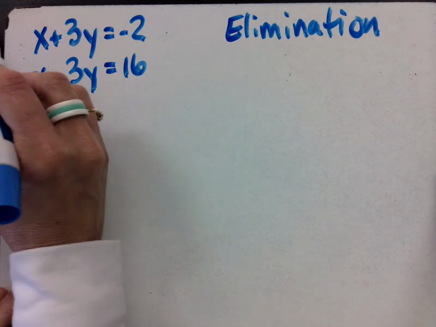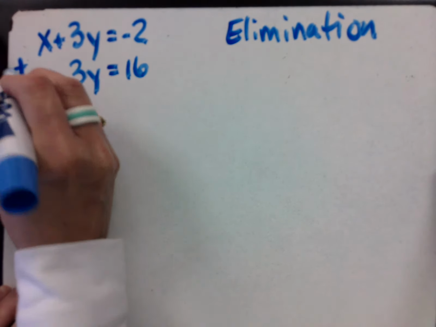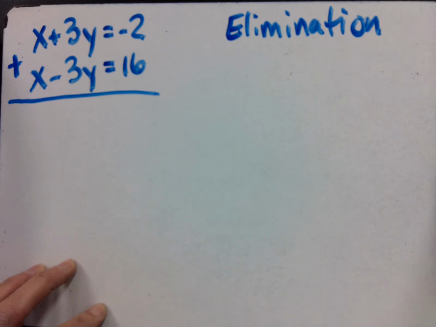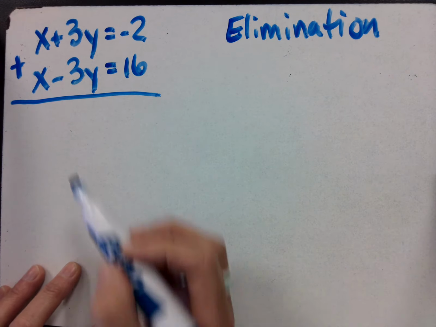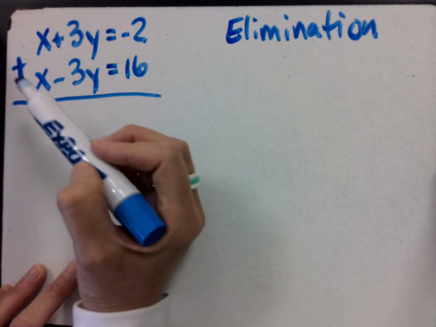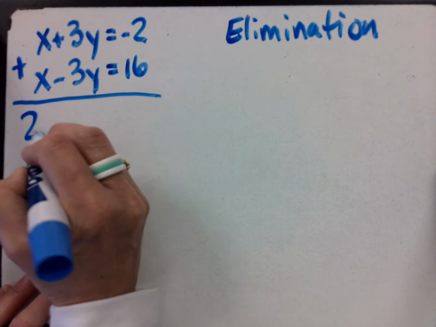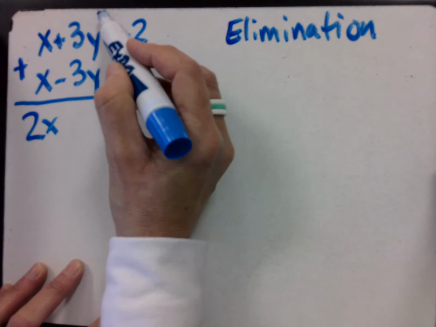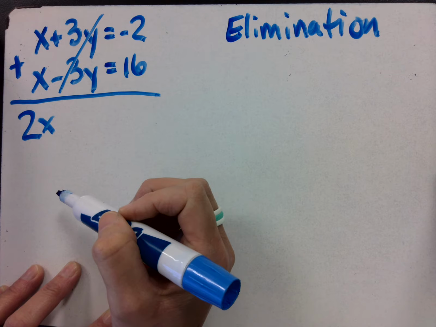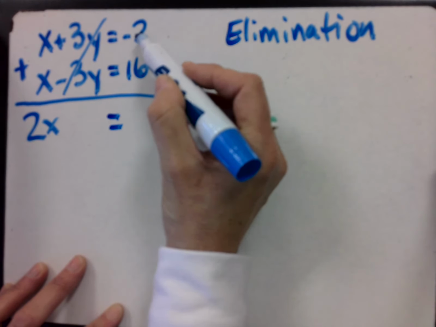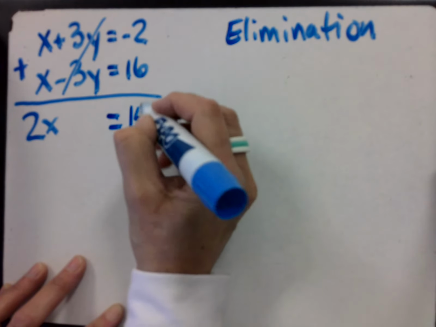So what I'm going to do is add these two equations together, just like you add 2, 3, 4-digit numbers together. I'm going to add each column. So here's a 1x plus another 1x, which is 2x. The 3y plus a negative 3y completely disappears. It turns to 0. So the y is gone. The negative 2 plus 16 is 14.